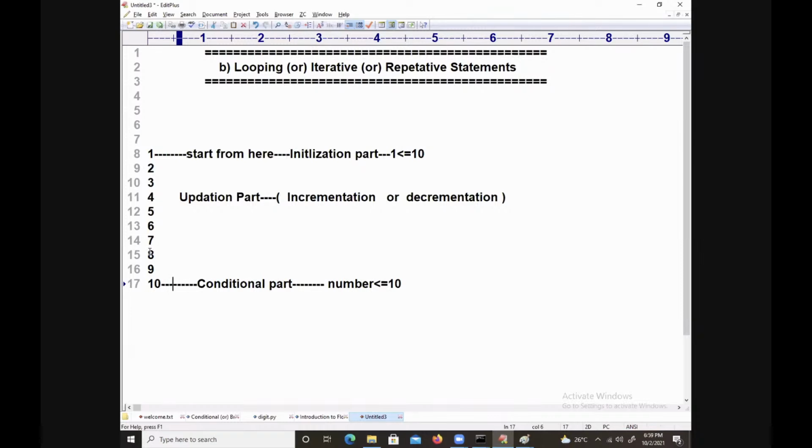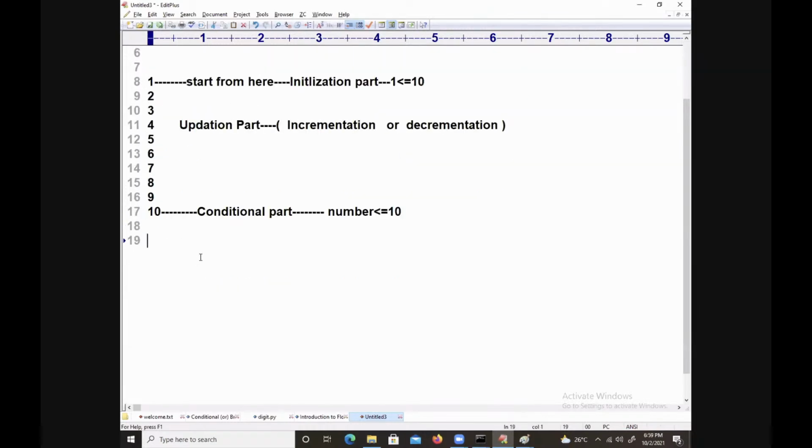Decrementation is also there. Suppose I want to print from 10. See, my dear students, 8, then I want to go for 6, then 4, then 2, like this, 0. So where am I going to start? Starting with the initialization part. This is called the initialization part.